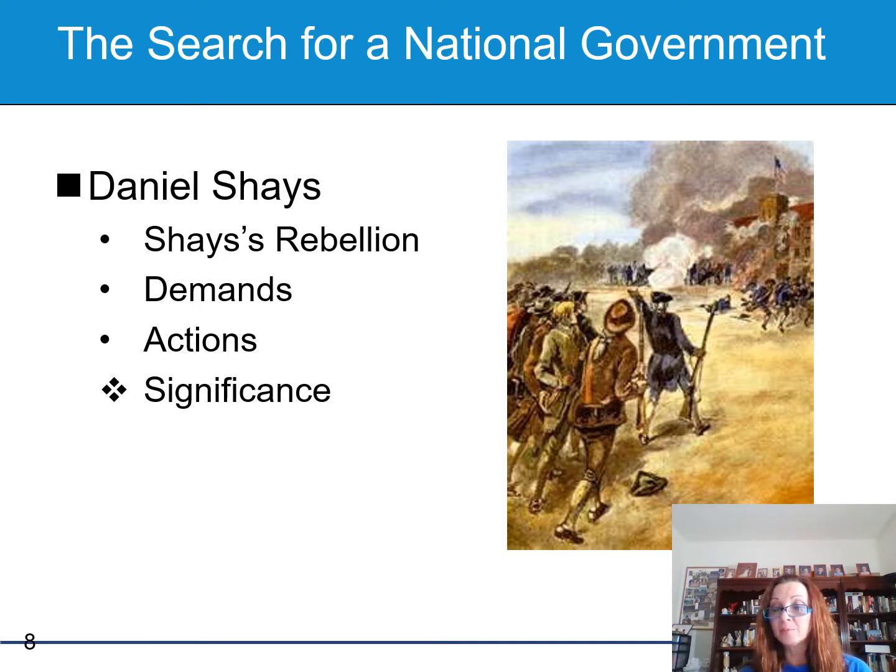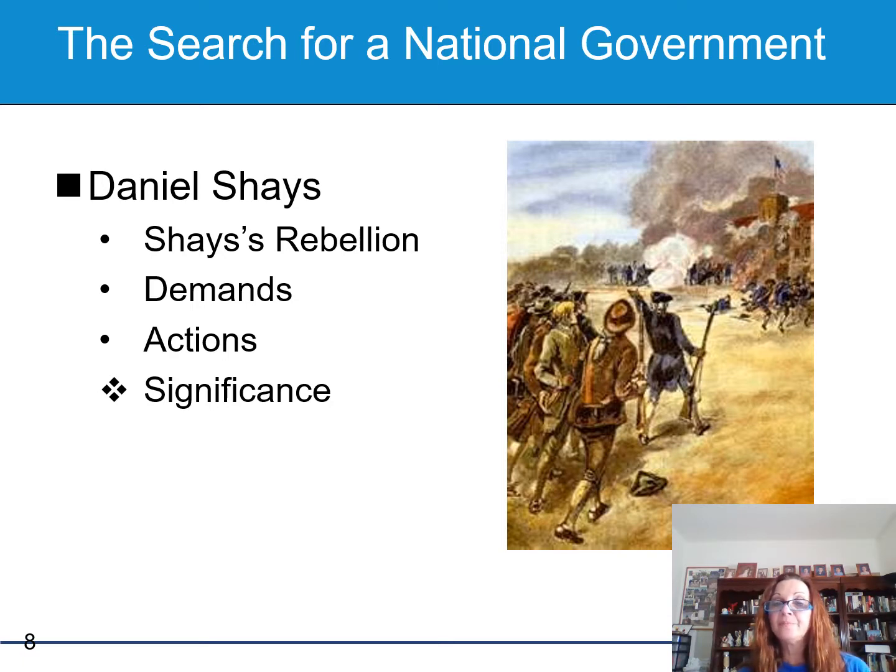foreclosing on their farms. So the three things that they asked for were not extreme, but the manner in which they asked for it was what was extreme. They marched as a militia group that was armed to the state capitol. So basically, they're demanding at gunpoint the things that they want.